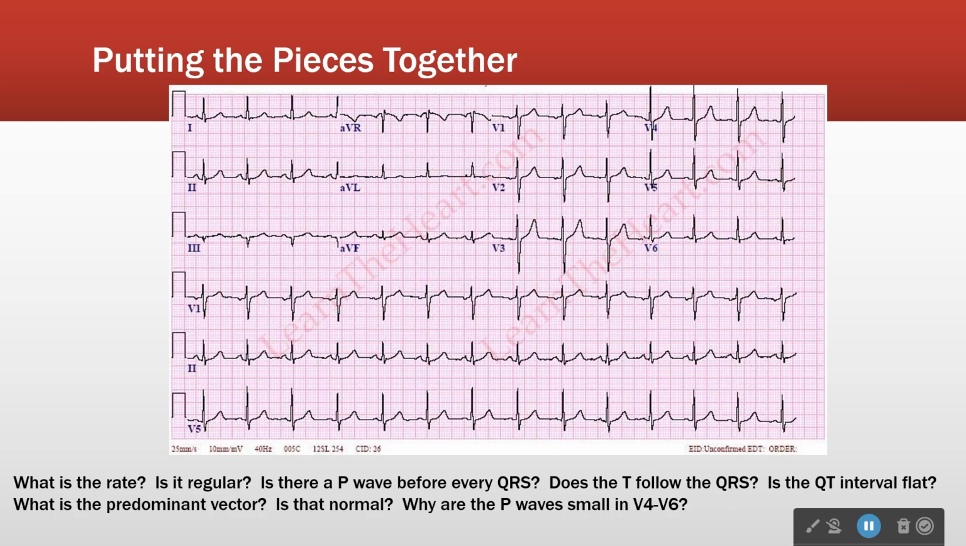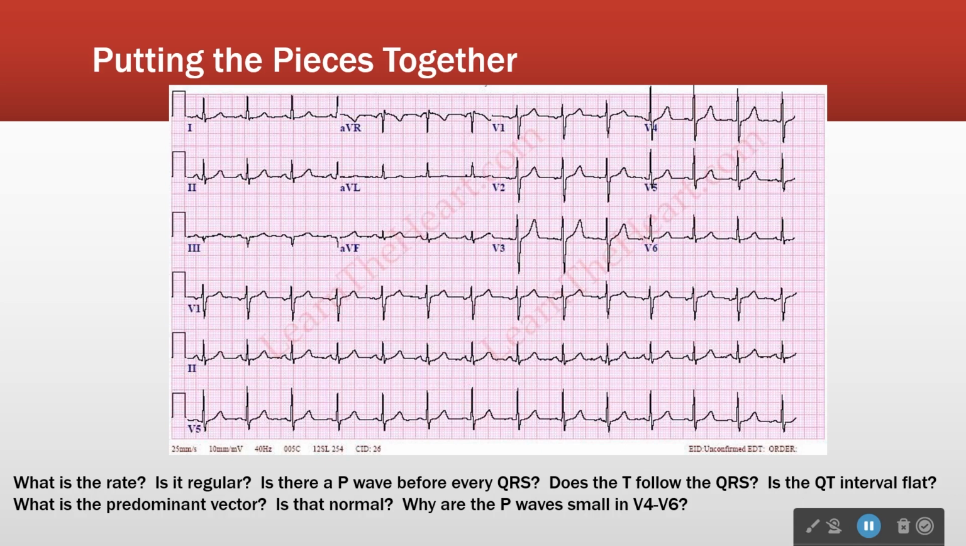Now, is the QRS narrow? Yeah, it is, right? So what does that tell you? It tells you that your conducting system is working, and that your ventricles are going to contract all at once. All right, so what is the vector in this one? The axis is just another name for the vector, right? So normal vector.